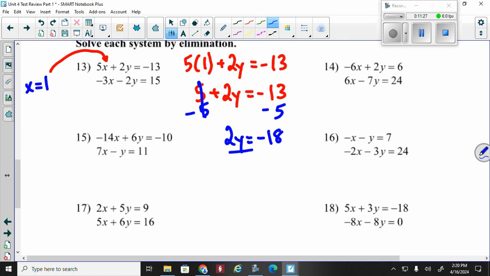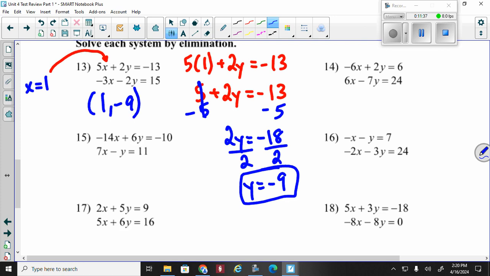And then I would simply divide by 2. And the bell's going to ring. We're just going to keep going. So y is equal to 9. So my answer is x is equal to 1, y is equal to 9. And you'd write it in that format. So for question 14, again, like I said, 13 and 14 are exactly the same. Question 14, the answer is negative 3, negative 6.